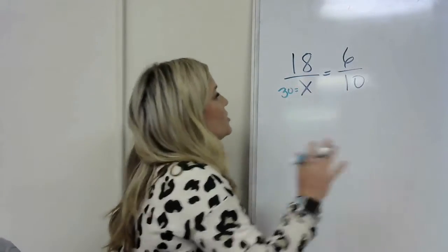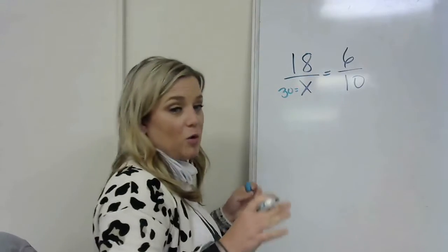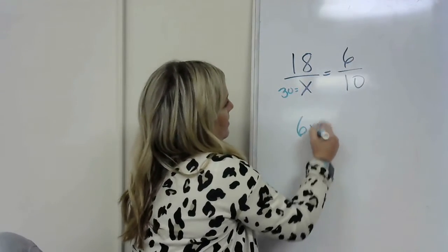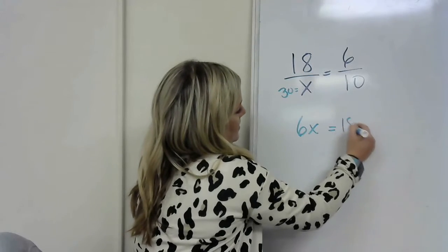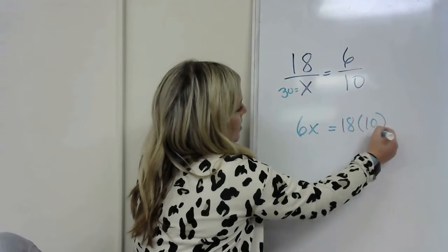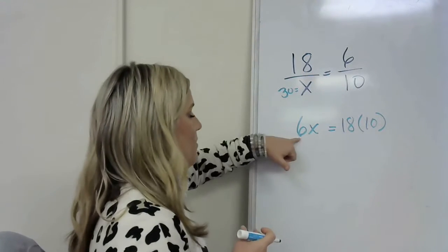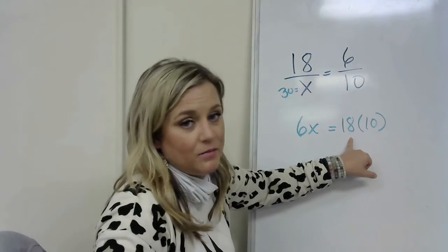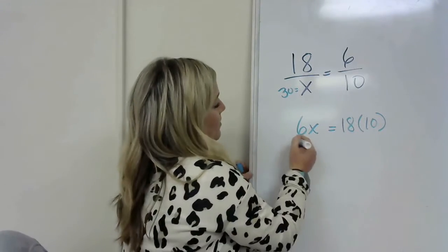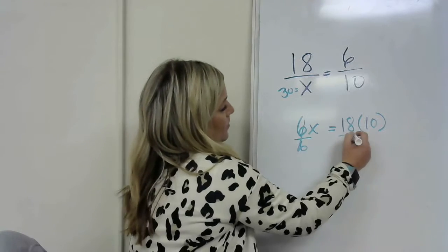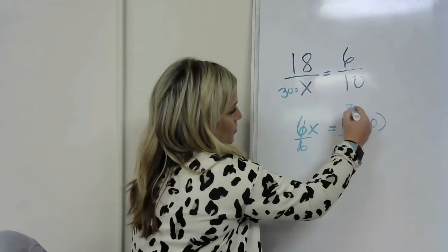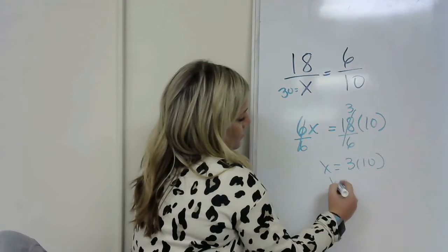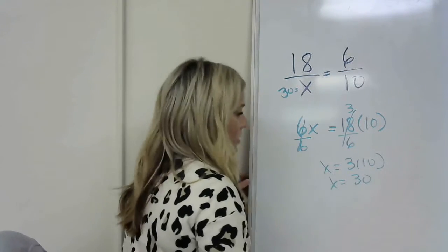All right, so you can do the fancy smancy algebra way, which is the way they're going to teach you. 6 times x, and then 18 times 10. Now this is where you can come in and divide this 6 by this 18 real quick. You can say, okay, I'm going to get rid of the 6 here, and that's going to turn into 3, and you do x equals 3 times 10, which is 30. You could do it that way.